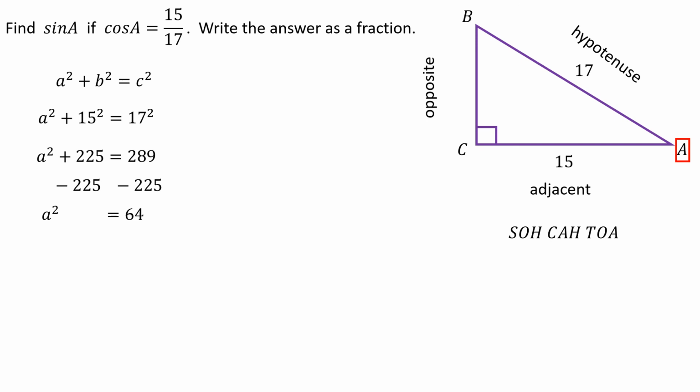64 seems way too big. Oh, I forgot the last step. Take the square root, I get 8. Again, SOHCAHTOA reminds me that sine is opposite over hypotenuse. Opposite 8, hypotenuse 17. There's the answer.